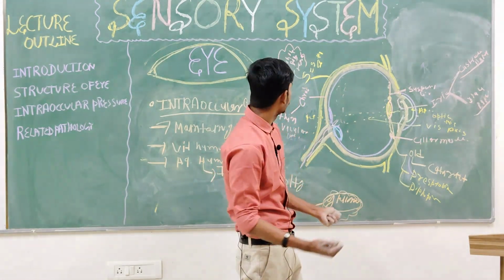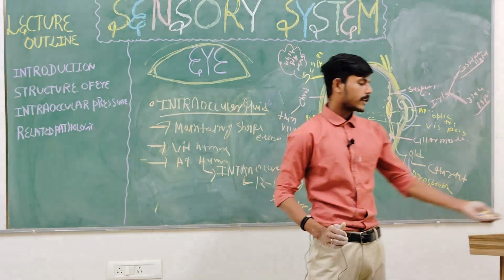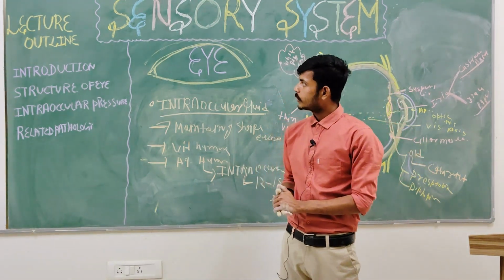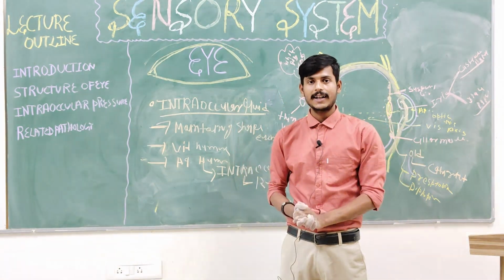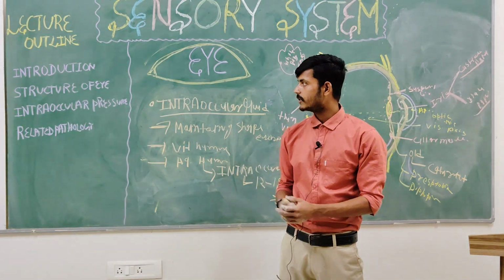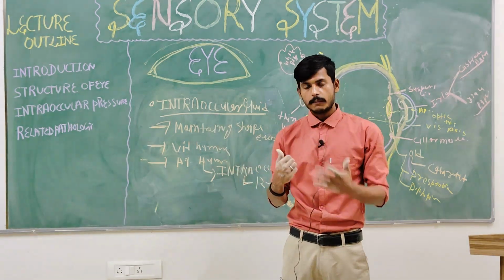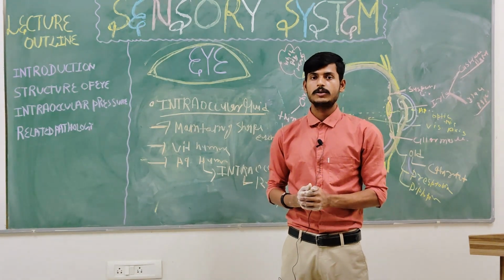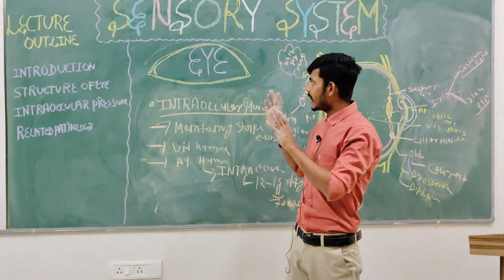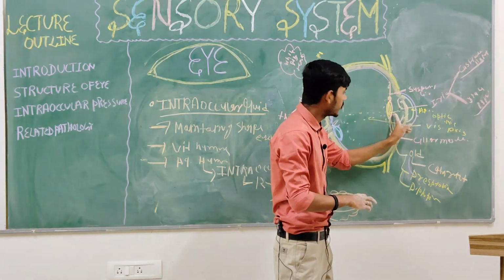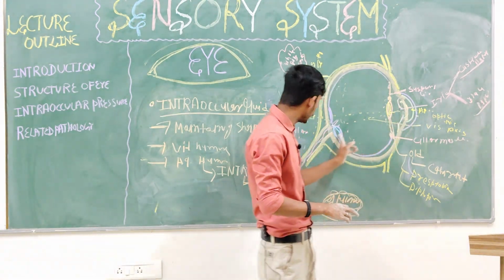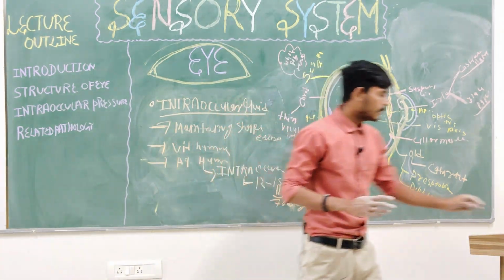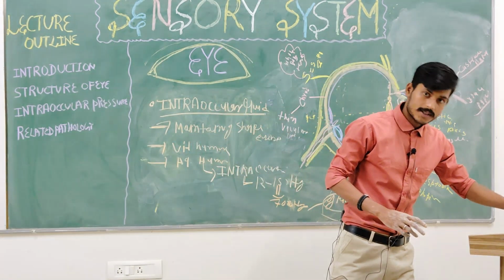So by this we are concluding our class today. We discussed the basic structure of the eye and related pathology. We discussed the intraocular pressure. In the next lecture we will cover how the light which falls onto the retina forms an image. Basically we will deal with the visual process.